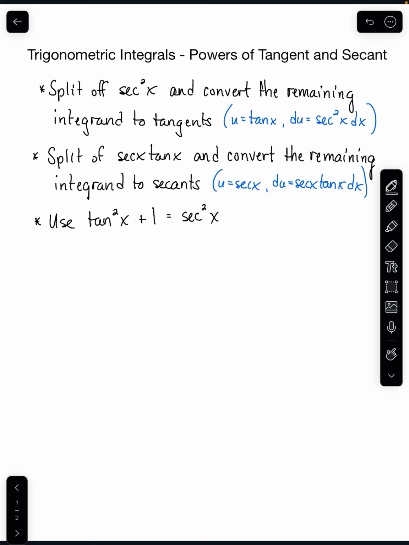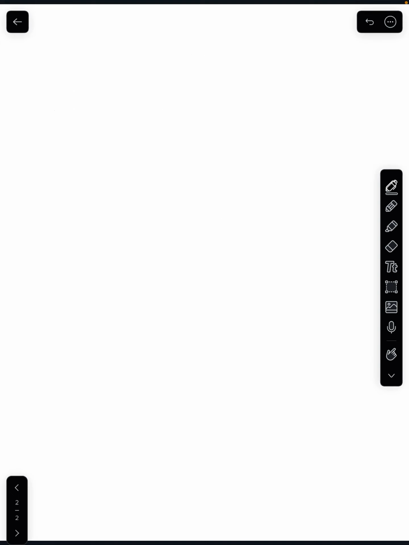So let's look at an example here. We'll start with something a bit interesting, but not unlike what showed up as an example in the sines and cosines video. Here we're going to have an integrand that is tangent cubed of x over the square root of secant of x dx.